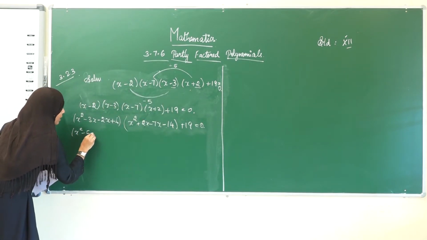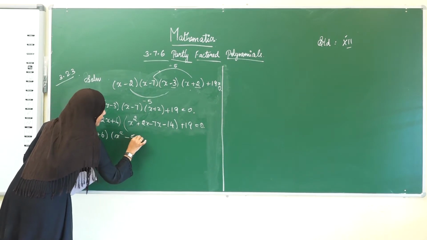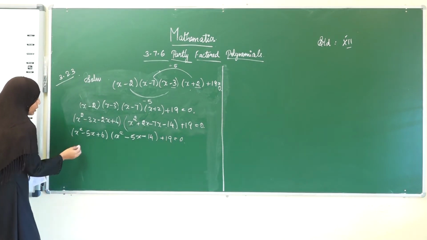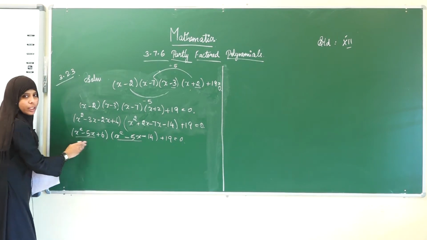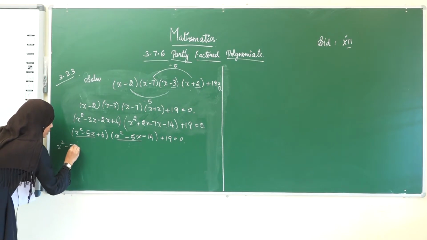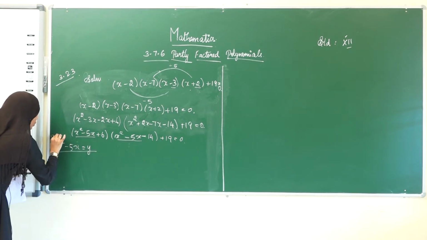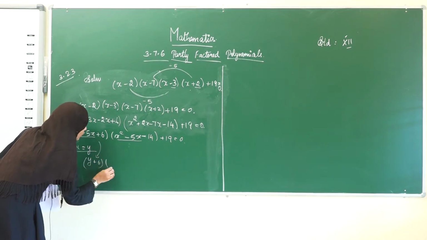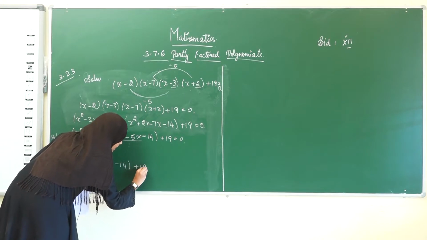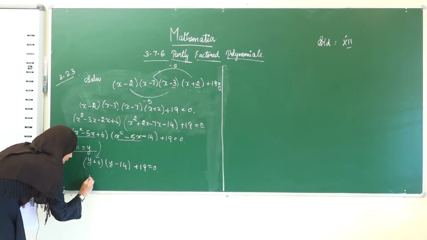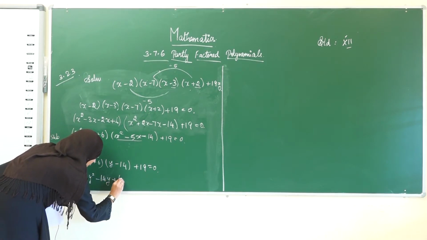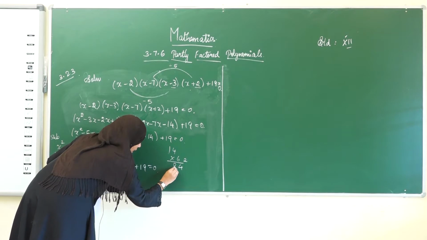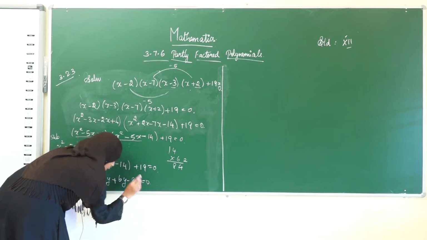That is (x² − 5x + 6)(x² − 5x − 14) + 19 = 0. See, these 2 terms have x² − 5x as common. Therefore, we are going to substitute y for x² − 5x. So this equation becomes (y + 6)(y − 14) + 19. We have to multiply these two terms. This becomes y² − 14y + 6y − 14 into 6, which is 84, equal to 0.